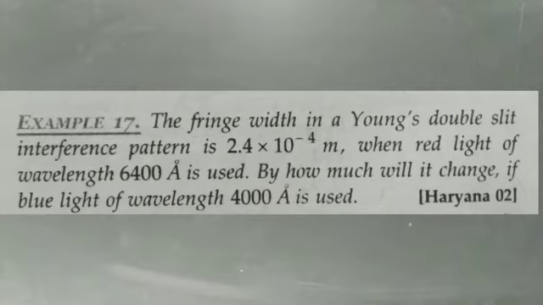When red light of a wavelength 6400 angstrom is used, by how much will it change if blue light of a wavelength 4000 angstrom is used? Okay, so in this question the given data is beta 1 is 2.4 into 10 power minus 4, lambda 1 is 6400 angstrom and lambda 2 is 4000 angstrom.